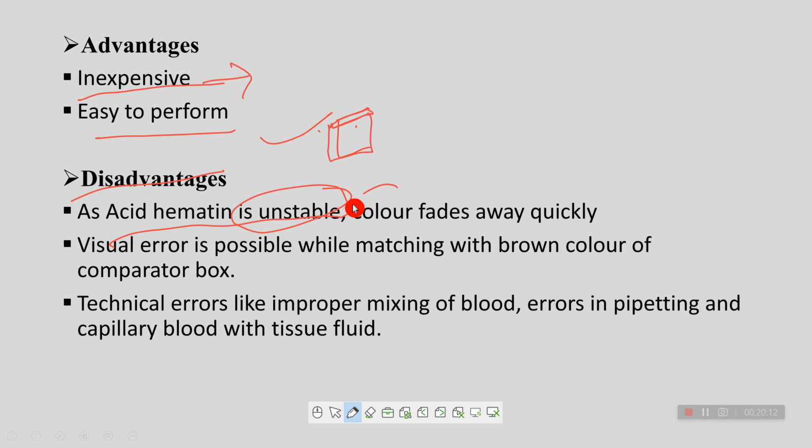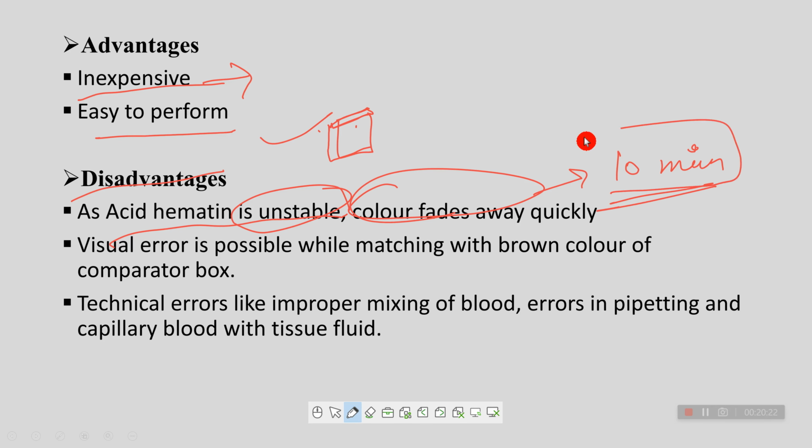Alright, now look at the disadvantage. Acid hematin is unstable, so the color fades away quickly. So it is time bound. If you are leaving the solution for 10 minutes, you have to keep a check that the time is 10 minutes only. It should not exceed the 10 minutes incubation period.